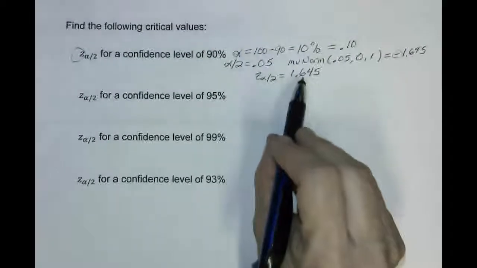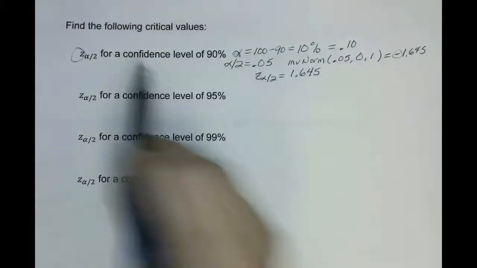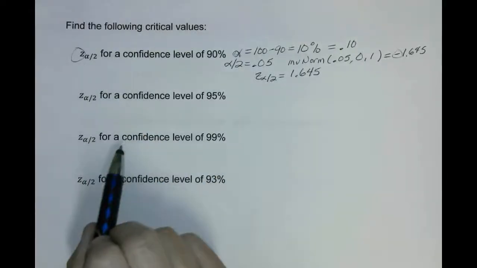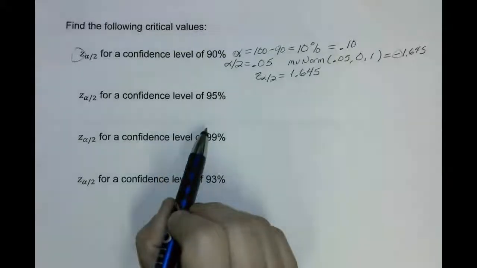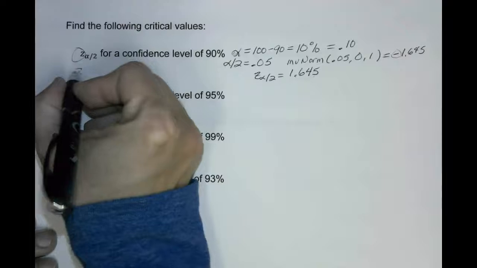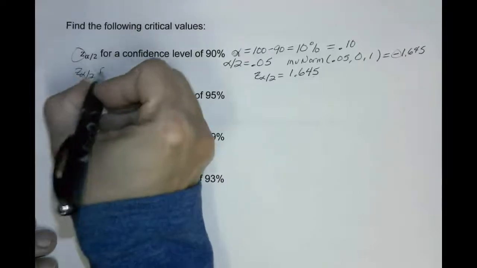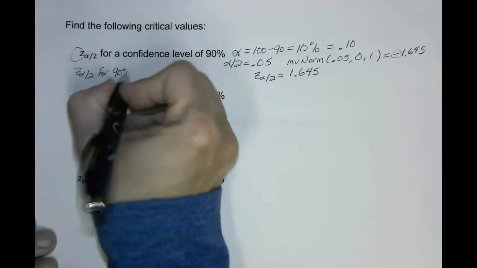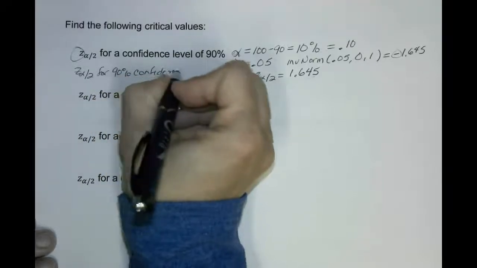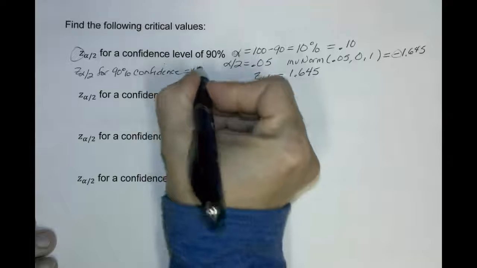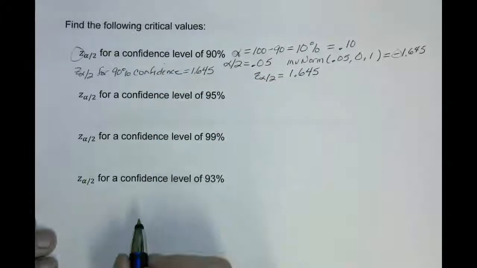Now this is something that, if you're getting ready to take your test, the Z's for the critical values are always going to be the same if you have the same confidence level. So you could go ahead and write this down. This is going to be your Z alpha over 2 for 90% confidence is always going to equal 1.645.